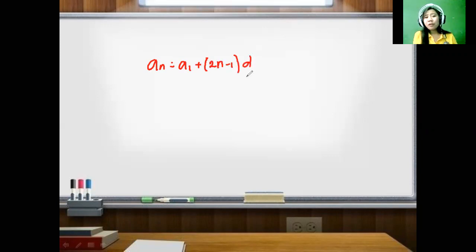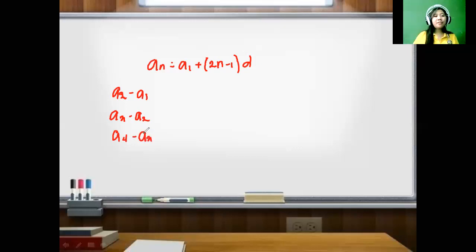Okay, so what is the formula to get the common difference of an arithmetic sequence? Okay, so we need to subtract the second term and the first term. So we have a sub 2 minus a sub 1. Next is a sub 3 minus a sub 2. A sub 4 minus a sub 3. Difference of an arithmetic sequence. And for us to determine whether that sequence is an arithmetic or not.